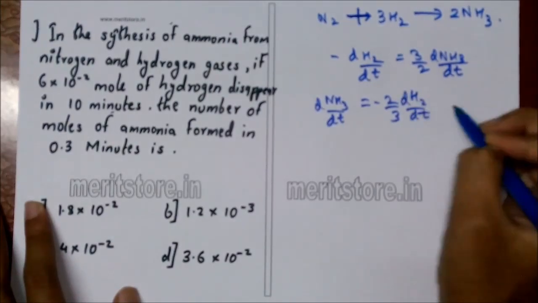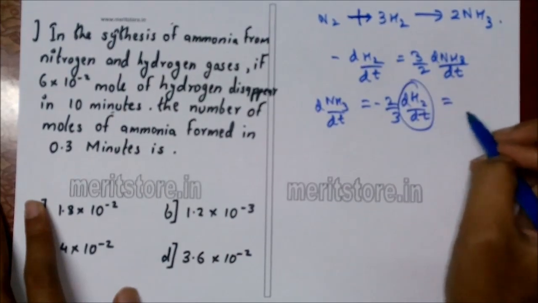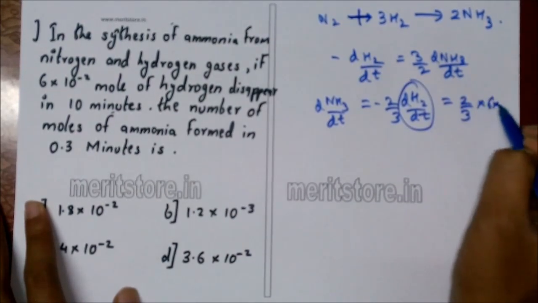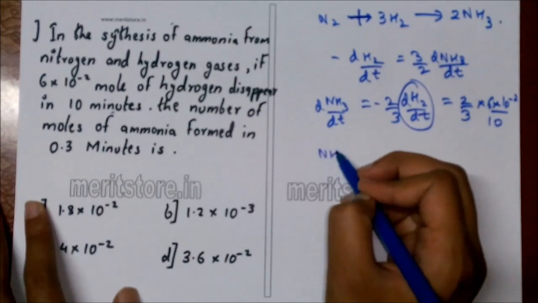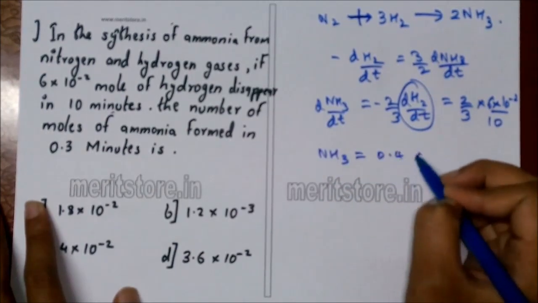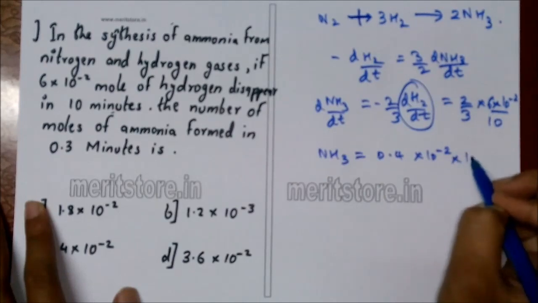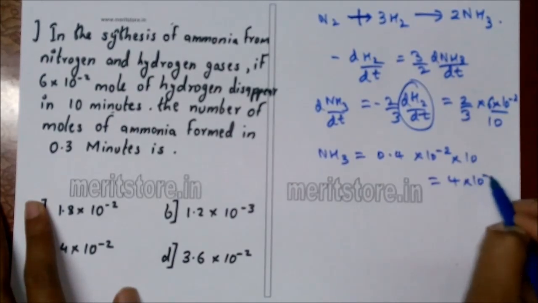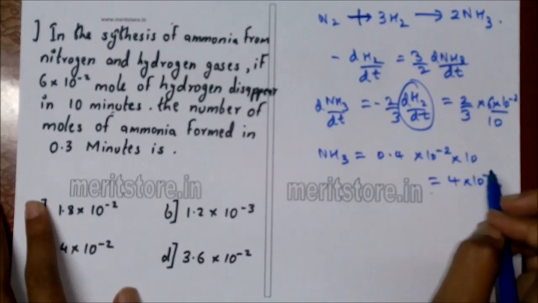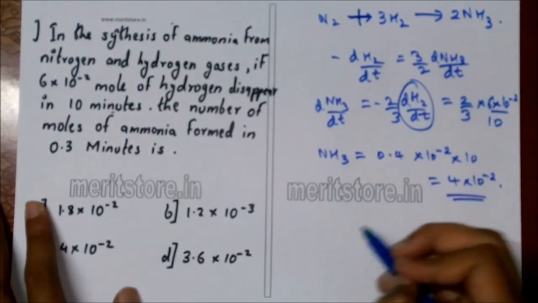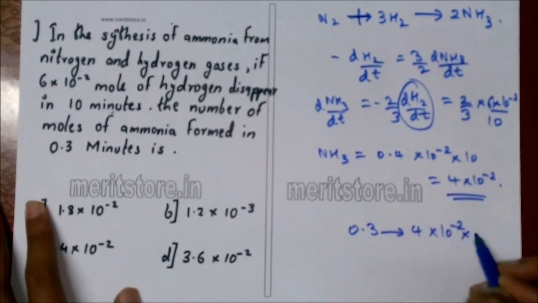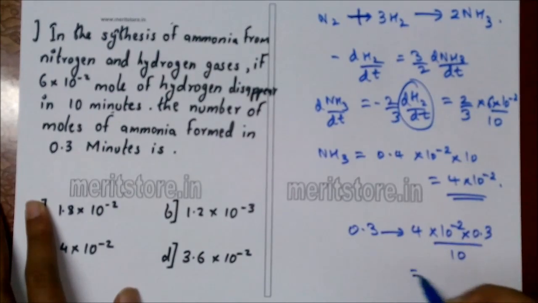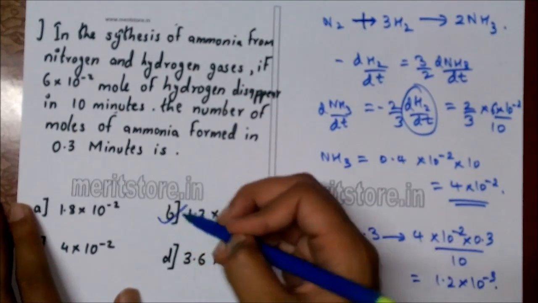As the rate of hydrogen is given, 2/3 into 6 × 10^-2 upon 10. So ammonia will be 0.4 × 10^-2 into 10, which is equal to 4 × 10^-2. In 10 minutes, the number of moles of ammonia is this. Then in 0.3 minutes, the number of moles will be 4 × 10^-2 × 0.3 divided by 10, which is equal to 1.2 × 10^-3. So option B is the correct answer.